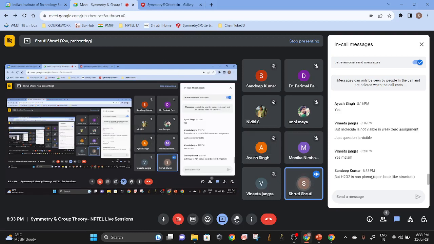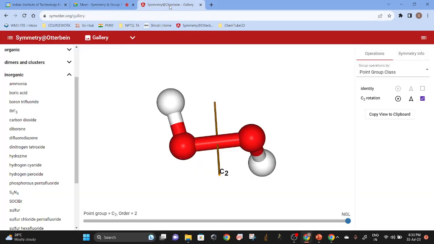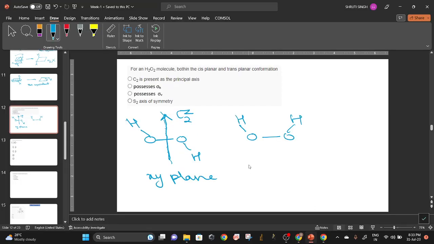But H2O2 is non-planar. Yes, that's what I am saying. I am showing you the non-planar version, which is the actual molecule, but this question is hypothetical, and it is asking you to imagine what symmetry elements would be present when it is planar. So if it is planar, in the cis-planar and the trans-planar configuration, it will have sigma h, C2 will be present, sigma v will be present in this only.